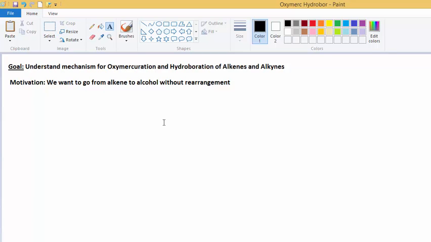The unfortunate part was that it goes through a carbocation intermediate. So our goal is to find a way to transform alkenes to alcohols that does not go through a carbocation intermediate. The reason is that anything that forms a carbocation intermediate has the potential to undergo a rearrangement, either a hydride shift, a methyl shift, or a ring expansion. We want selective reactions that don't do that. Okay, so let's look at what chemists have come up with.